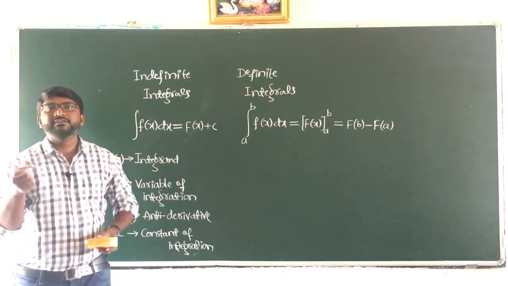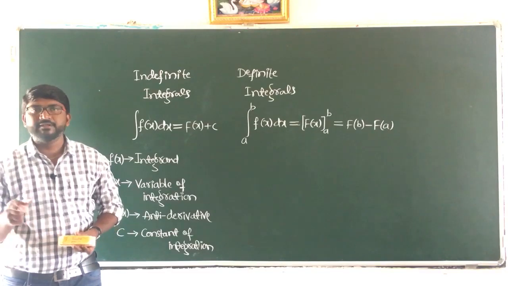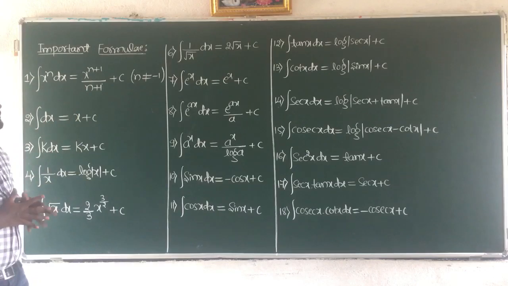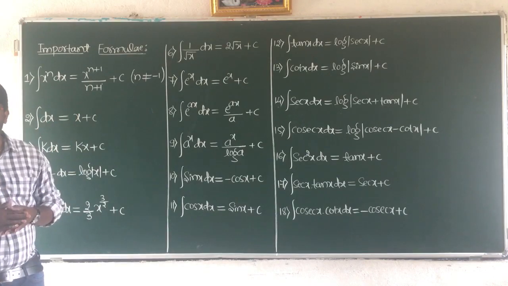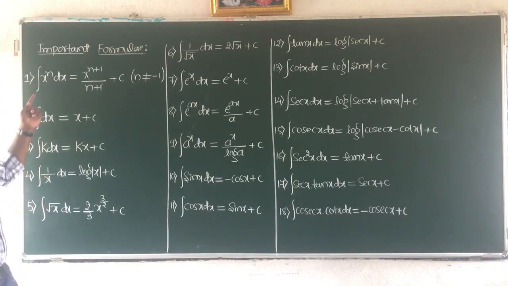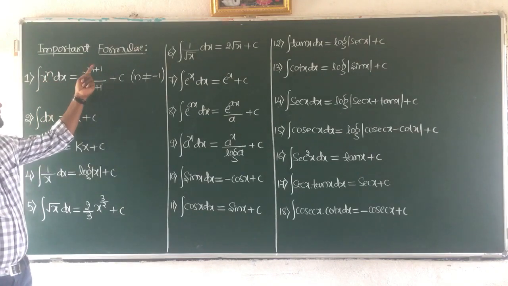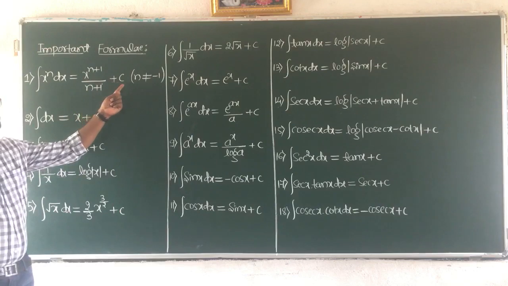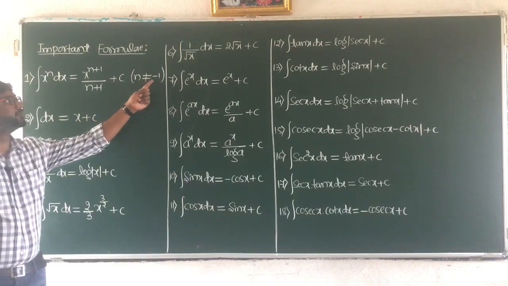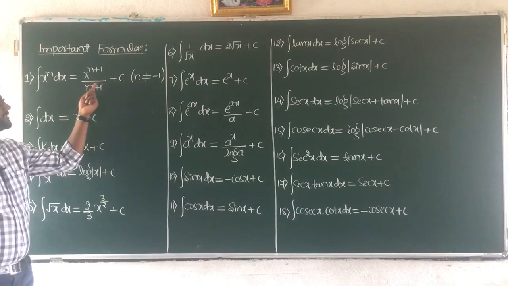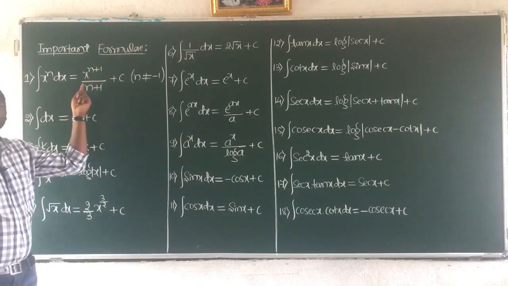Next we are going to list some of the important formulas of indefinite integrals. Here is the list. The first one is integral x to the power n dx, which equals x to the power n plus 1 divided by n plus 1 plus c, where n is not equal to minus 1. If n becomes minus 1, the denominator becomes 0, and then this will not be defined.